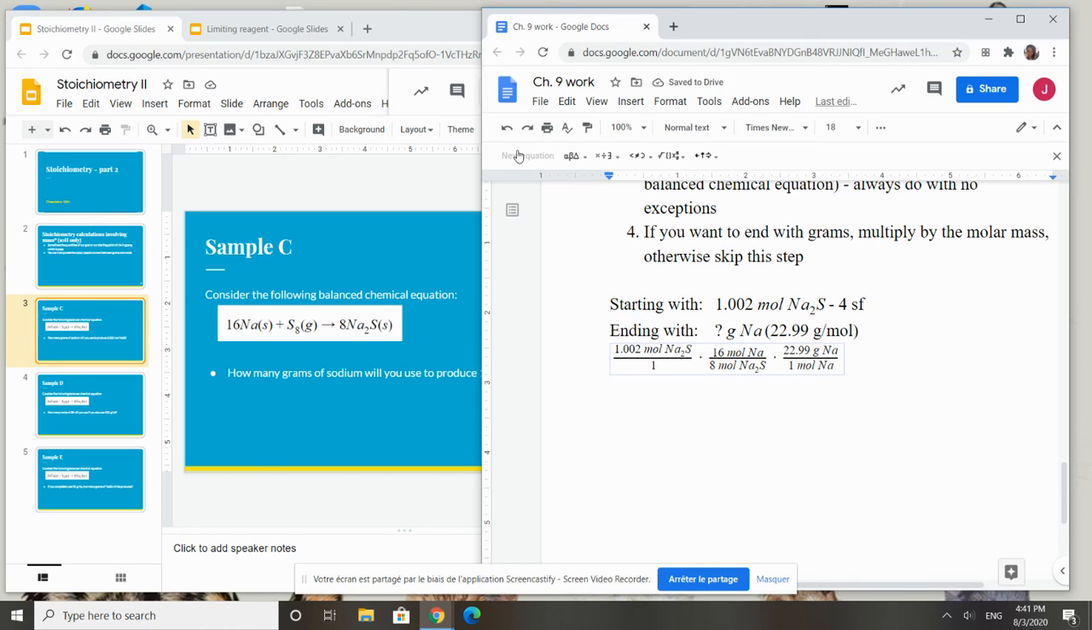And then before I even put this in my calculator, I just check: do my units make sense? So I've got mole Na2S on top and on bottom, mole Na on top, mole Na on bottom. So I have things canceling out. I have everything canceling out except for grams of Na, which is what I want. So then to put it in my calculator, I'll write out here how I do that.